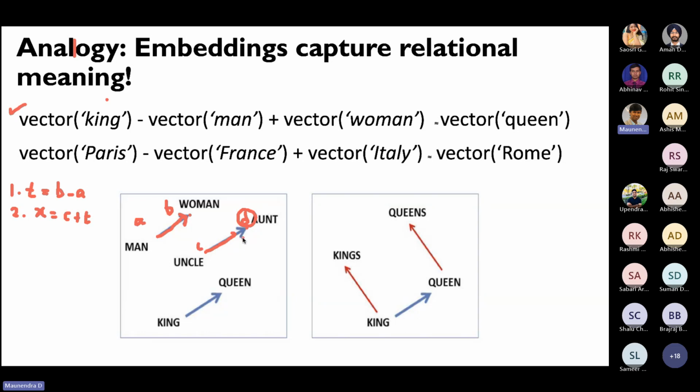Now the C plus T may not actually go to this unit vector. No, there can be many other vectors here. Right? Next, with T, you do a nearest neighbor search with this X.